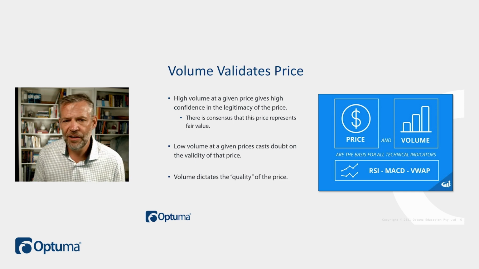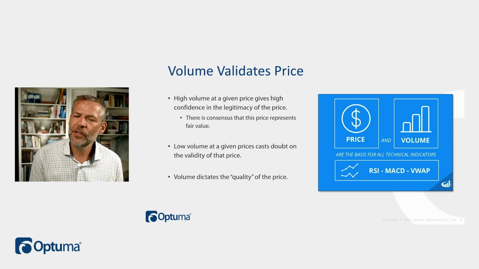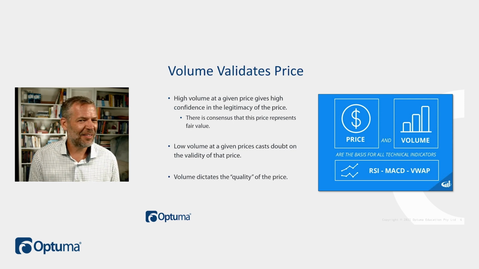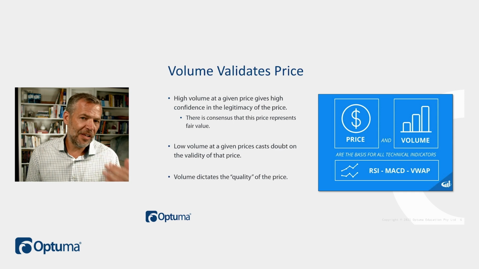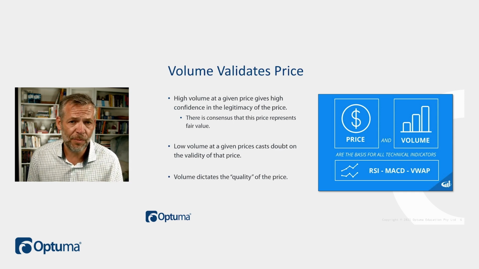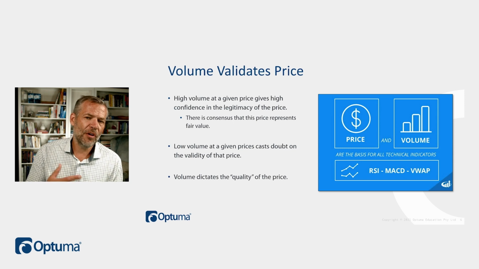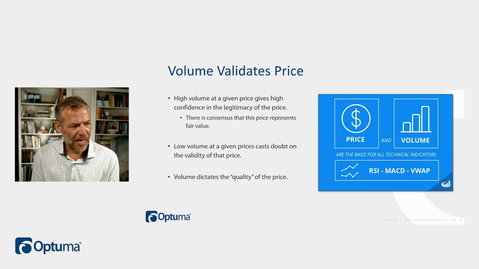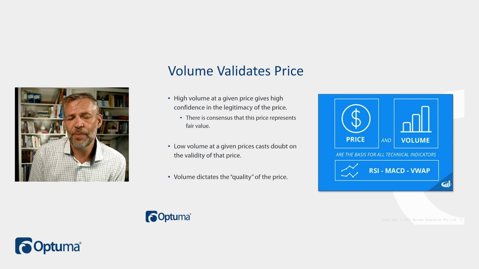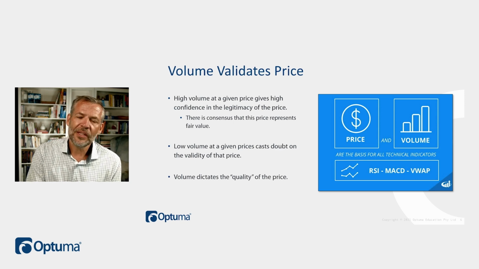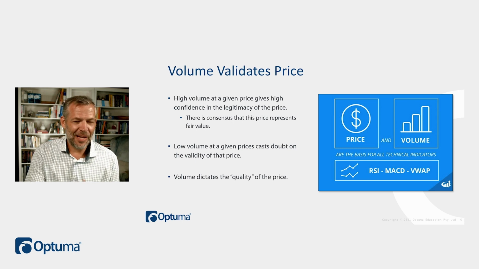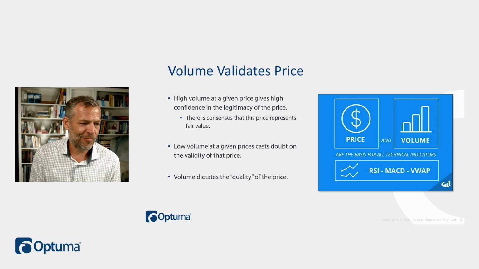If we were to have a jump in prices, but no corresponding jump in volume, well, that's just telling us that there's not really a lot of conviction. There's not many other people looking on the sidelines, seeing that jump in price and thinking, oh, I want to participate, I want to jump in as well. So there's no consensus in that example. Low volume at a given price casts doubt on the validity of the price. Volume dictates the quality. It's another way of thinking about it, that when there's more volume, then that is a high quality price. And so we can give a lot more store to what that's telling us rather than a price that happens at low volume.